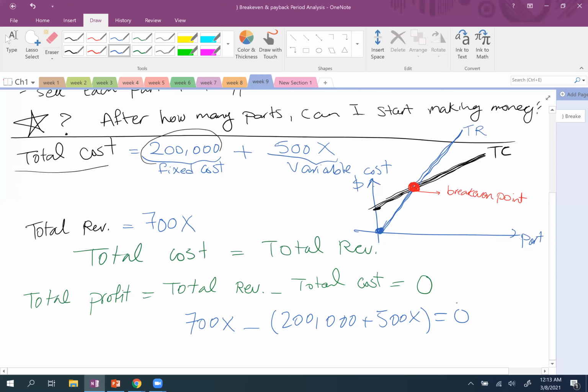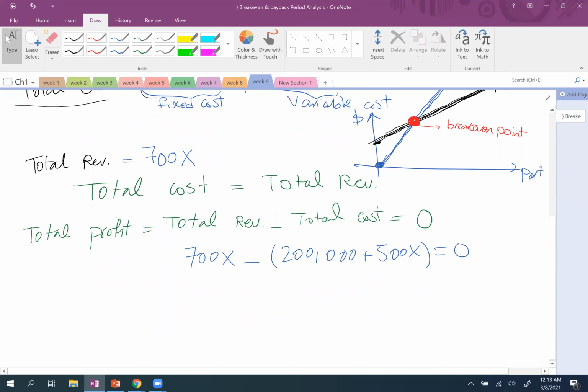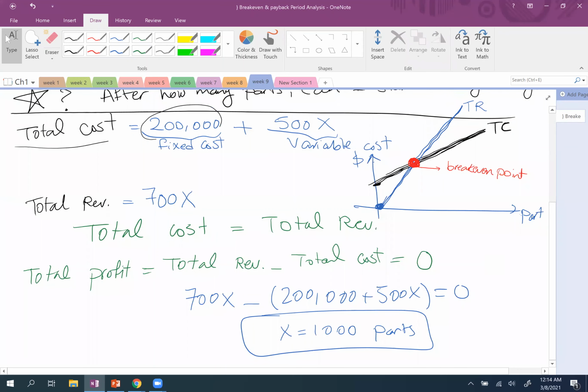It's equal to zero. So 200x is equal to 200,000. Therefore, our x is equal to 1,000 parts. So the point at which I don't make any money or I don't lose any money is your break-even point. In this example, it's equal to 1,000 parts. It's a point at which I have no net profit. This is your break-even point.